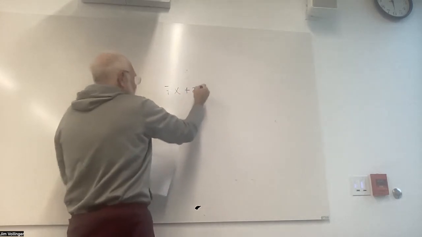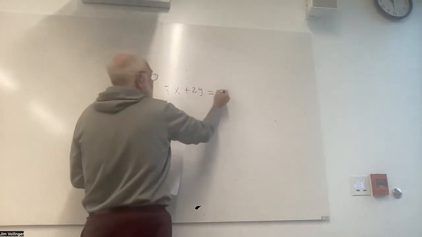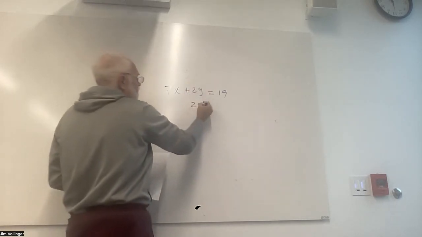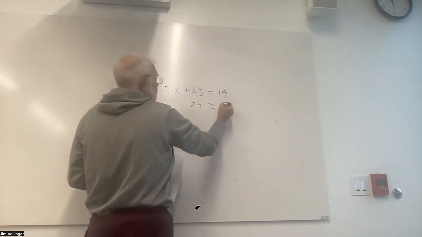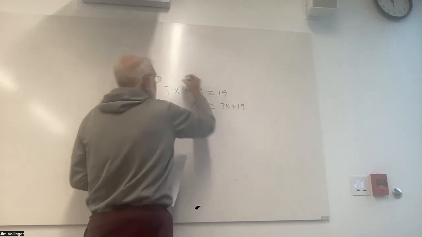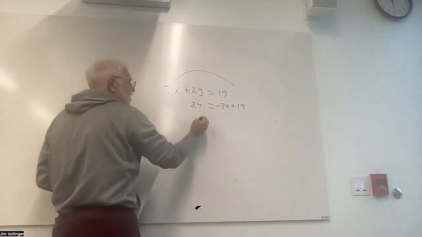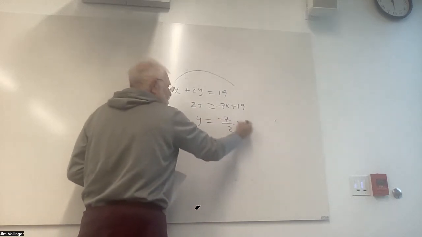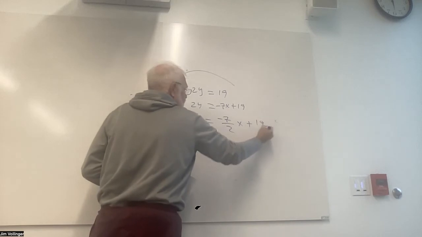7x plus 2y equals 19. Perpendicular to that, well, we have to find the slope. So 2y equals minus 7x plus 19. All I did was move that to the other side and divide by 2. y equals minus 7 divided by 2 times x plus 19 divided by 2.